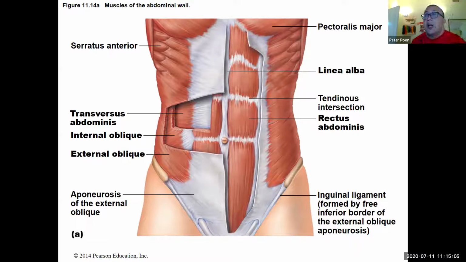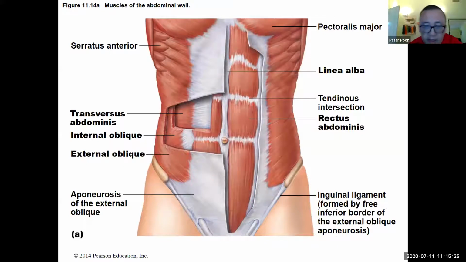All right. There are 2 features of the abdominal muscles I want to point out. And that has some clinical relevance to it. First is this line down the middle right here. That line is called the linea alba, and it actually runs through all 3 layers.